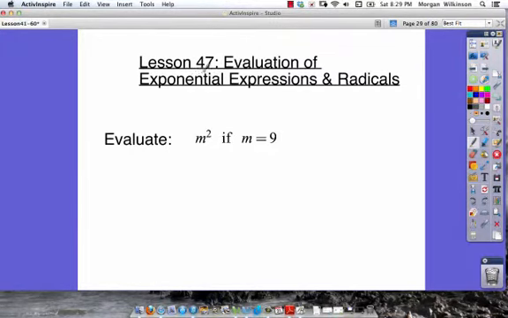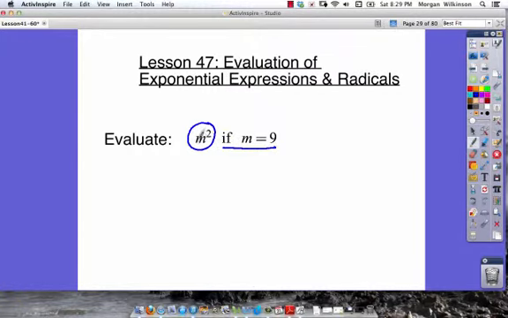Lesson 47 is all about evaluation of exponential expressions and radicals. And our problems are going to look something like this to begin. What we want to do is evaluate m squared if m is equal to 9. Now, in this problem, m squared, we have a variable squared. And it's nice because the problem tells us if m is equal to 9.